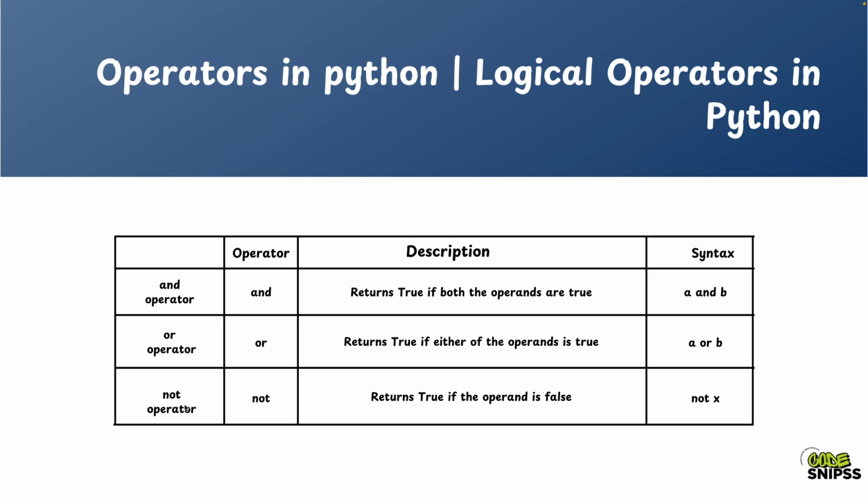Now what is the NOT operator? The NOT operator just reverses the condition. This means if I am getting a true condition, it will reverse it to false, and if I am getting a false condition, it will reverse it to true. So let's move on to our coding section and see how these operators work.